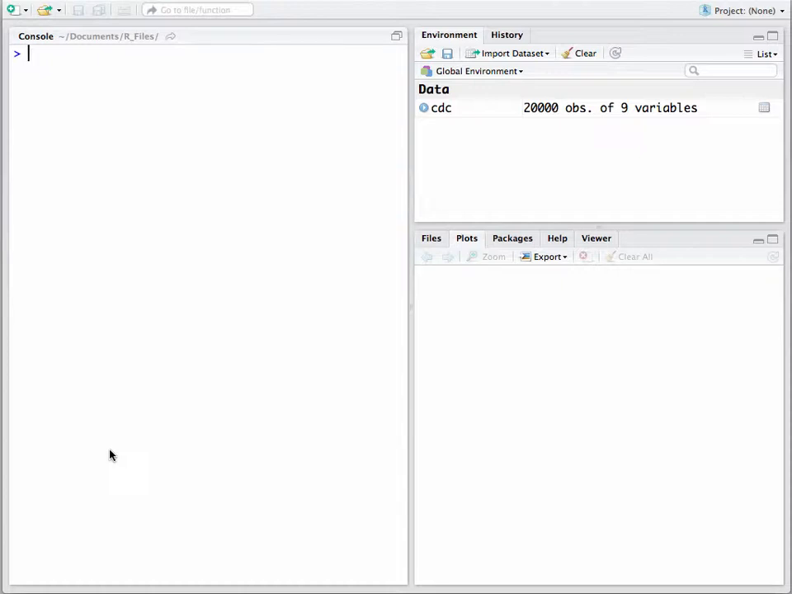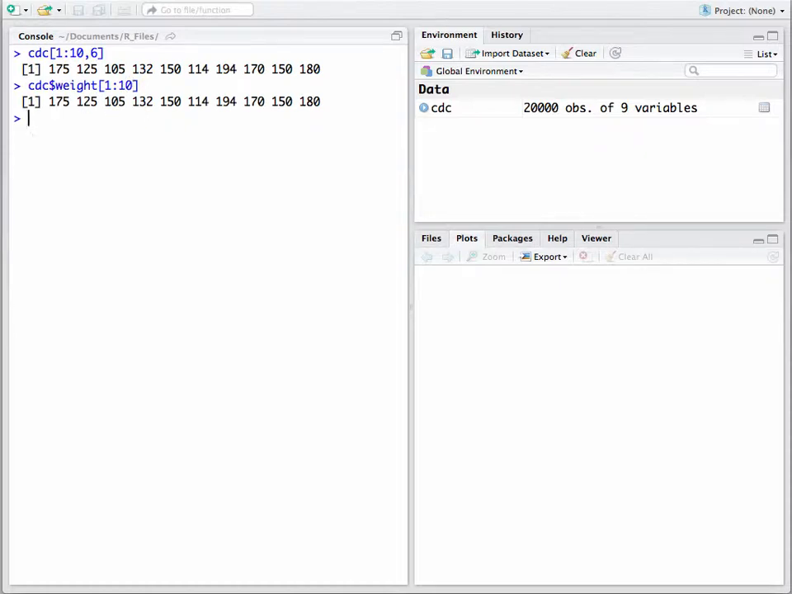We can also get that by using the dollar sign. So for example, an equivalent command, let me go back up here for just a minute. Remember this one right here, this gave me the first 10, right? Another way I can do that is I can go cdc, then put in weight, and then square bracket 1 colon 10. In other words, I can tell it explicitly which variable I want. I don't have to rely on the column number. Notice I'll get back exactly the same numbers both ways, okay?